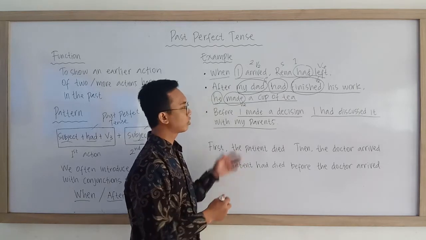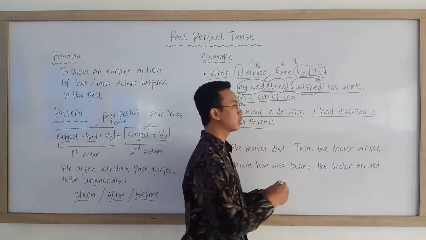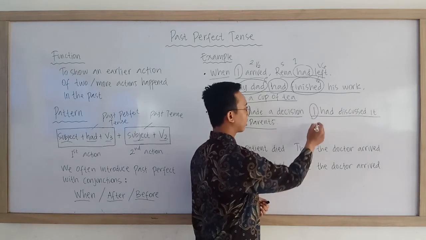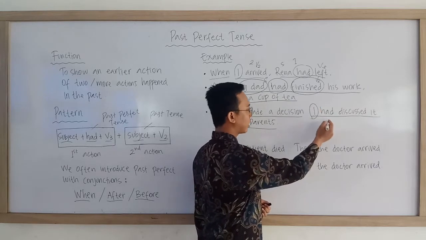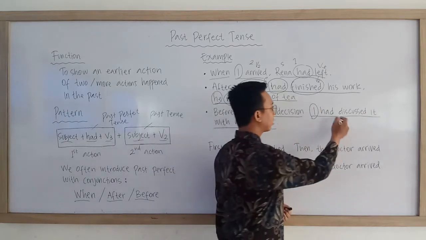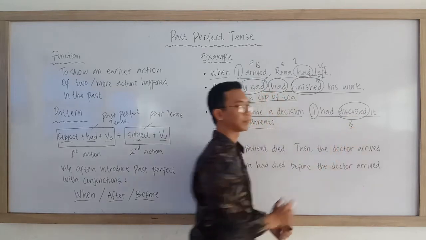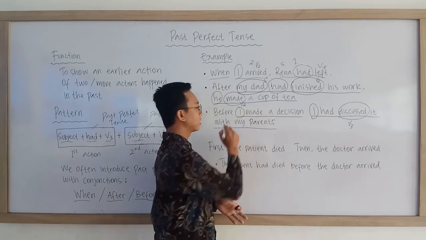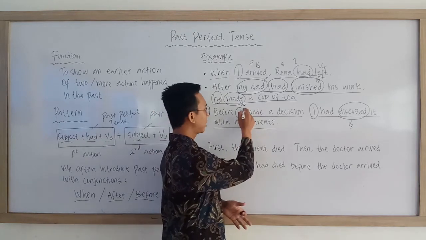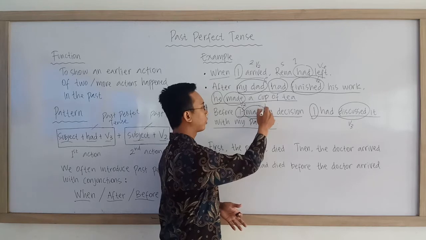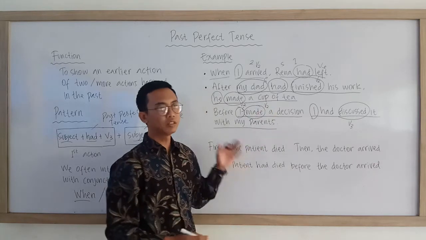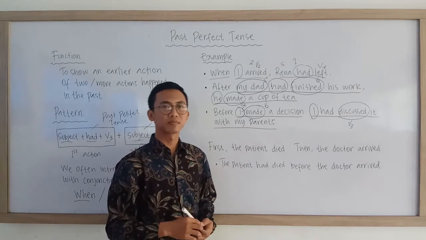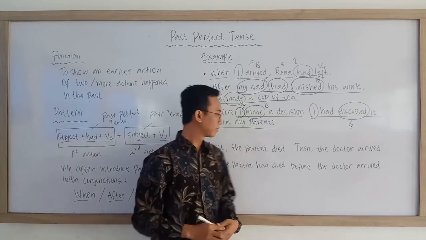Okay? So in past perfect, as I told you, it must have a subject. Here is the subject, and then we have had here, and then this is verb 3. And the second action is in past tense form. This is the subject, and made is verb 2. Here, we use the conjunction before. Do you get it? Very good.